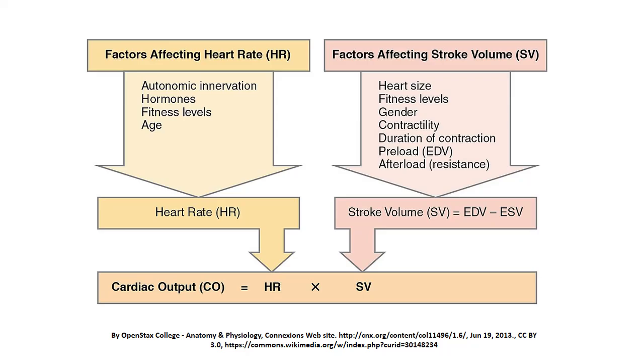Contractility. Stronger contractions increase stroke volume. Duration of contraction. Longer filling time enhances stroke volume. Preload or end diastolic volume, the volume of blood in the ventricles before contraction, that is, more filling leads to greater output, which is the Frank-Starling mechanism. Afterload or resistance. Higher resistance like high blood pressure decreases stroke volume.